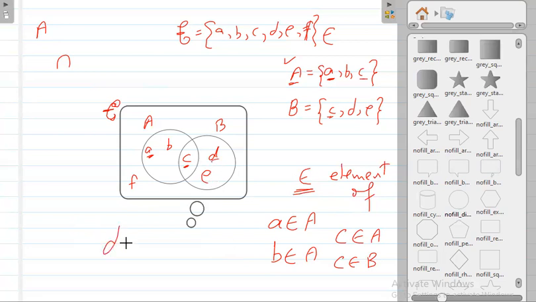D, I can say D is an element of B. But if I say about A, if I set a relation between D and A, you can see D is not an element of A. So I will say D is not an element of A. Okay. This symbol is for not an element. This symbol is for element.